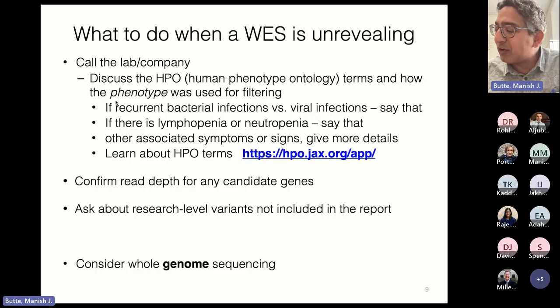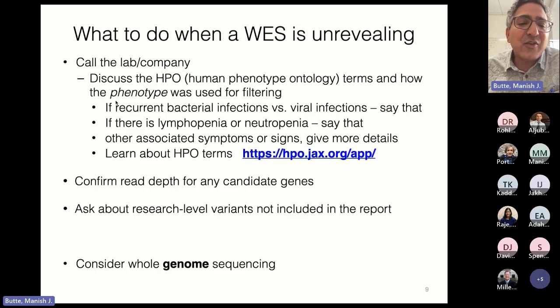And so, I encourage you to apply a little bit of caution and ask them which genes did you look at? Did you include these other ones? And go back and just make sure that they really have looked at all the genes that you want them to look at. The other thing is, not every gene is covered well. I'm going to show you a picture of that in a few minutes, and ask them if the read depth, the amount of reads that they actually got for each exon, is actually sufficient.